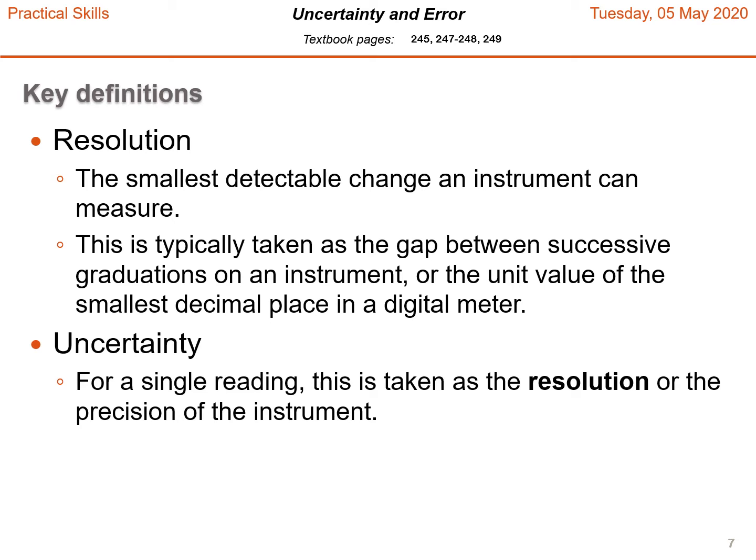If it's a digital display, we will take that as the resolution of the unit value of the smallest decimal place. For instance, if the reading was saying 56.7, we would take the resolution to be 0.1. Just be careful here, because there are some digital displays that don't necessarily increment up in ones. They might increment up in 2s or 5s. They're very rare, but do be aware that that can happen. Why don't you pause the video for a moment and take a few notes, and then restart when you're ready.